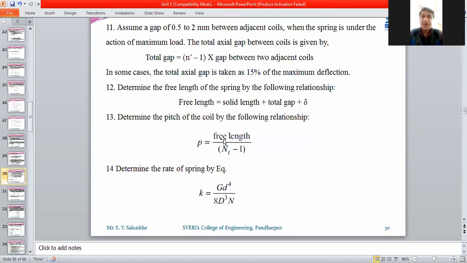Next, once you calculate it, you can calculate the rate of spring, that is nothing but the stiffness of that spring. K is equal to G D raised to 4. This equation we have derived when we saw the design of the helical coil spring. By means of that equation, we have to calculate the stiffness.